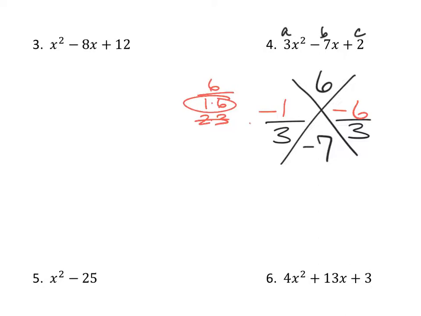Then we play the reducing game. Negative 1 divided by 3 does not reduce to anything other than negative 1/3, and negative 6 divided by 3 reduces to negative 2. Pull those numbers down into factored form.